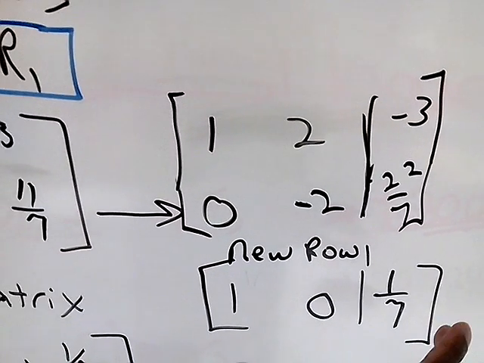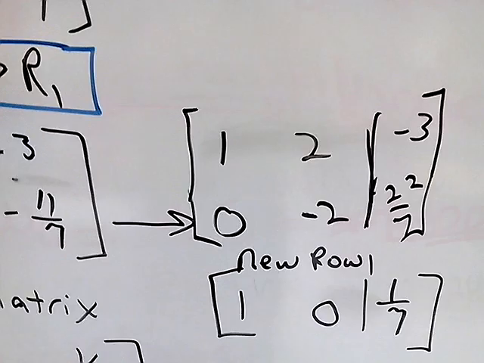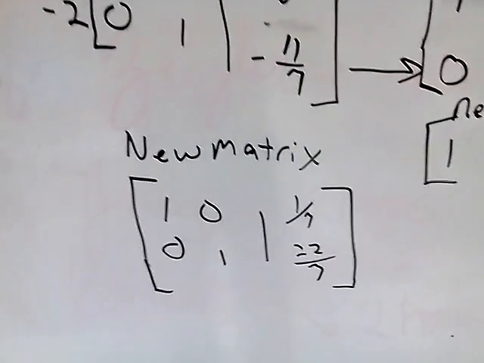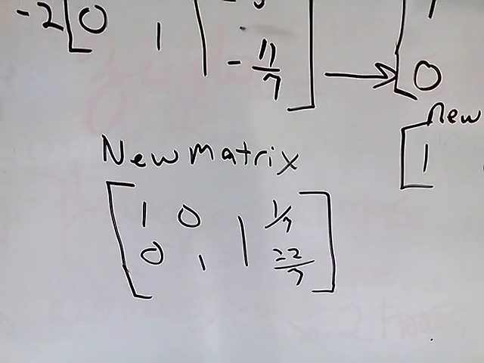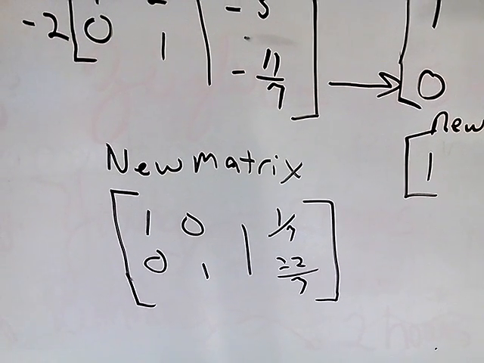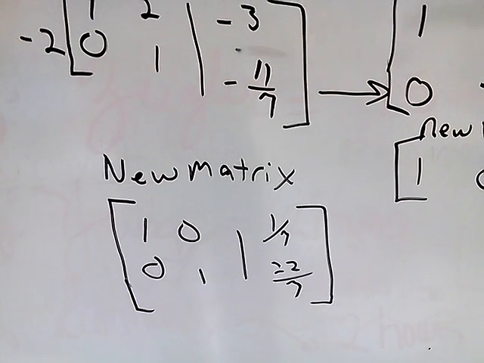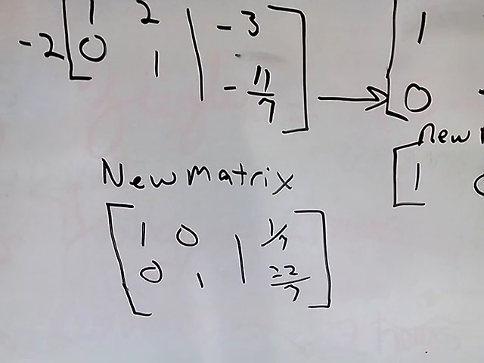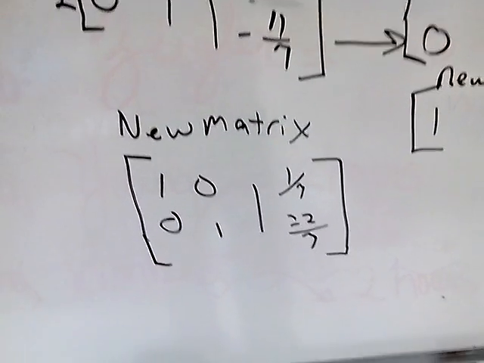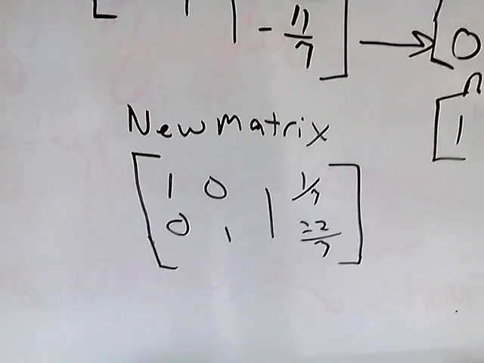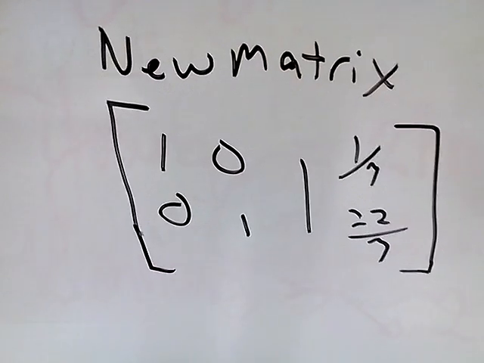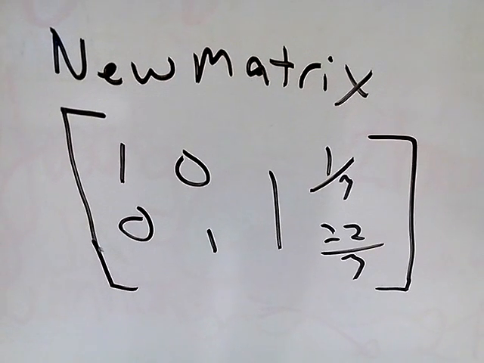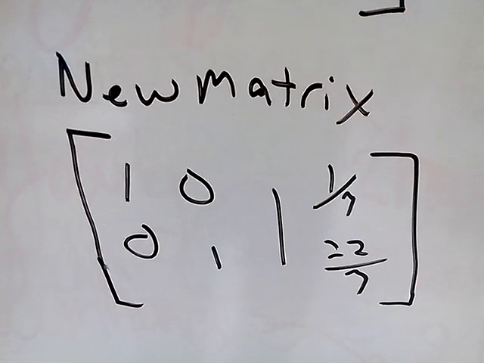And we're going to replace this in our row 1. So now our new matrix is 1, 0, 1/7, and we have a 0, 1, and 22 over 7 in row 2. We have what we wanted. We transformed this matrix. Our solution to this system is 1/7 for x and 22 over 7 for y.